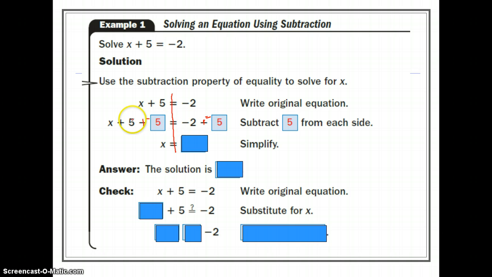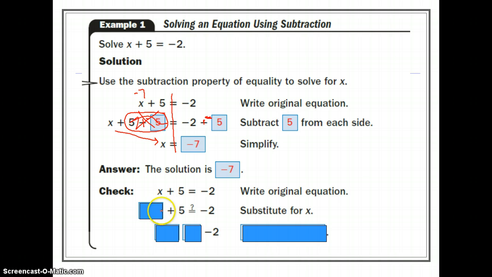What happens on the left side is that the positive 5 plus negative 5 cross out. That makes 0. So you're just left with x. And then negative 2 plus negative 5, two negatives, just add 5, 6, 7, and then keep the negative sign. Negative 7 is your answer. You can go back and check by putting negative 7 in. The solution is negative 7.